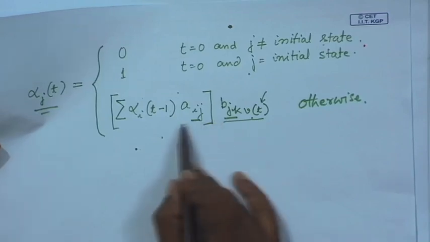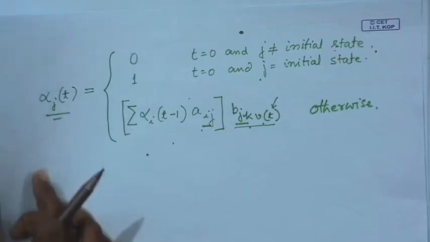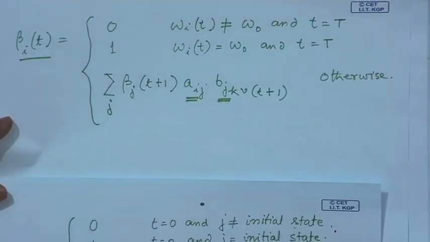So, the procedure is, initially you choose arbitrary values of a i j and b j k. Using those arbitrary initial values of a i j and b j k, you estimate what alpha i t and beta j t will be. Using this estimate of alpha j t and beta i t, what do you go for?